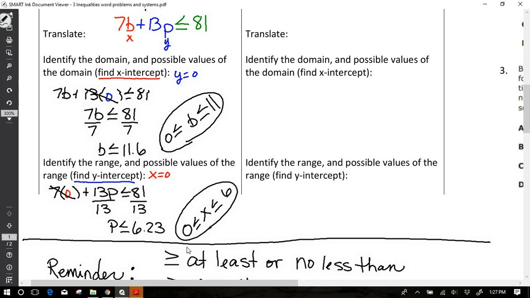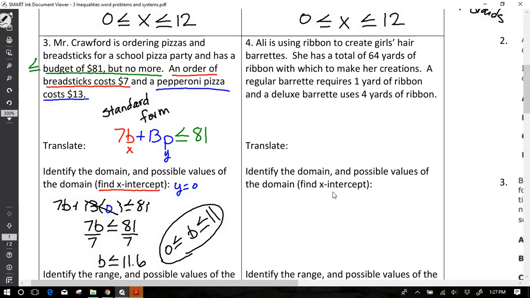What I want you to do now is I'm going to scroll back up so that you can see the top part of number 4. So I want you just to do part 1. I want you to read this word problem, do your annotations, and then translate it into an inequality. So pause the video while you do that.